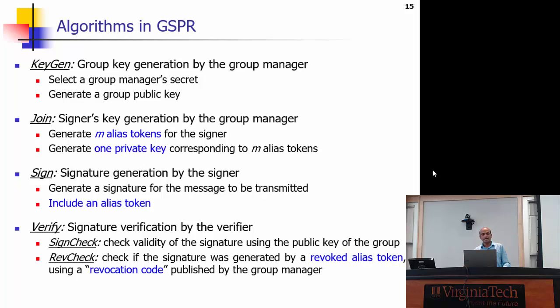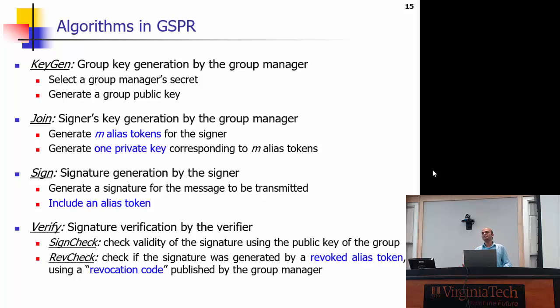The first algorithm is the key generation algorithm, which means that the group manager, like the FCC, generates a group, clubbing together many secondary users, possibly in an area. All the secondary users in an area can be clubbed together in a group, and it generates a group public key, which means a whole certificate for that area.